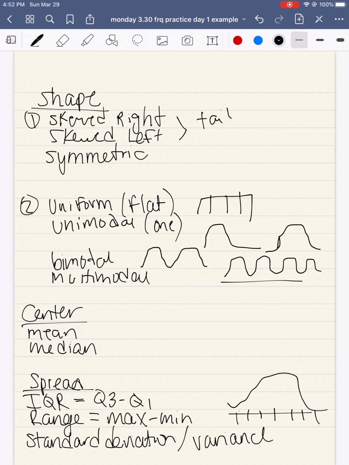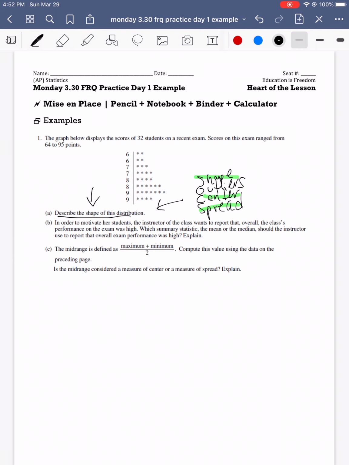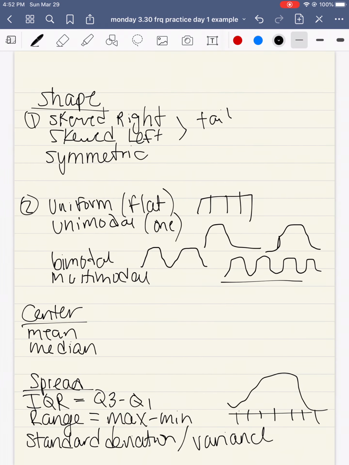Okay, so now that we've had a quick refresher on what these are looking for, we can go back to the problem. And we know that they're just focusing on the shape. So I need to talk about one of these items here and one of these items here.